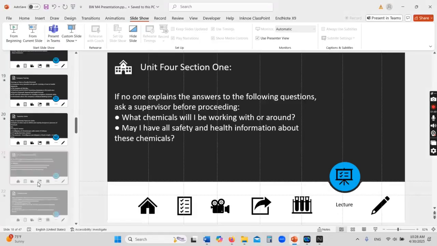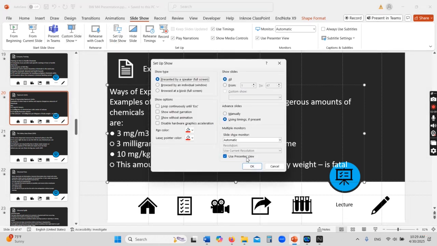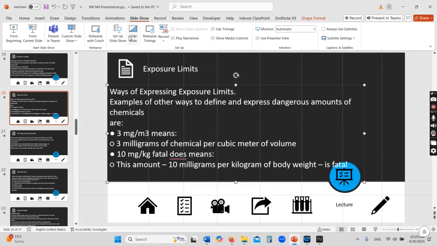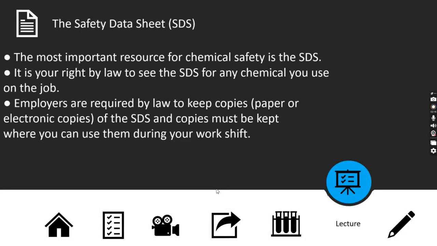this should not be here, is fatal. Let me take that out. Is fatal. All right, so you'd have to know how much you weigh in kilograms in order to figure this out. Slideshow from current slide. All right, sorry about that.